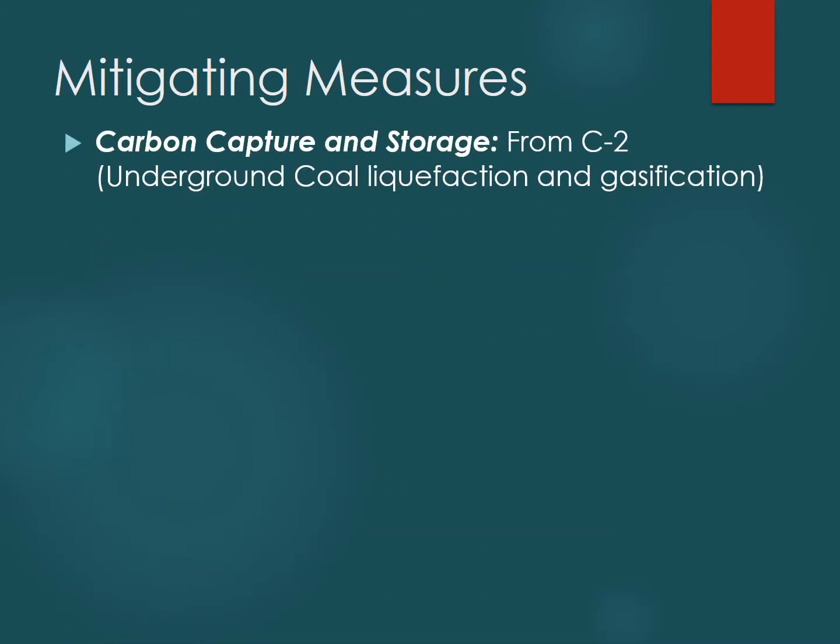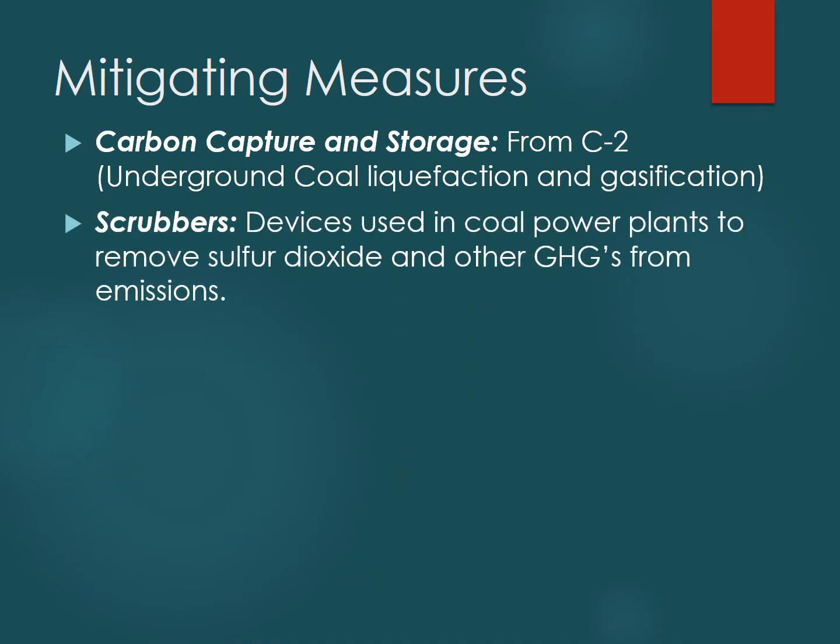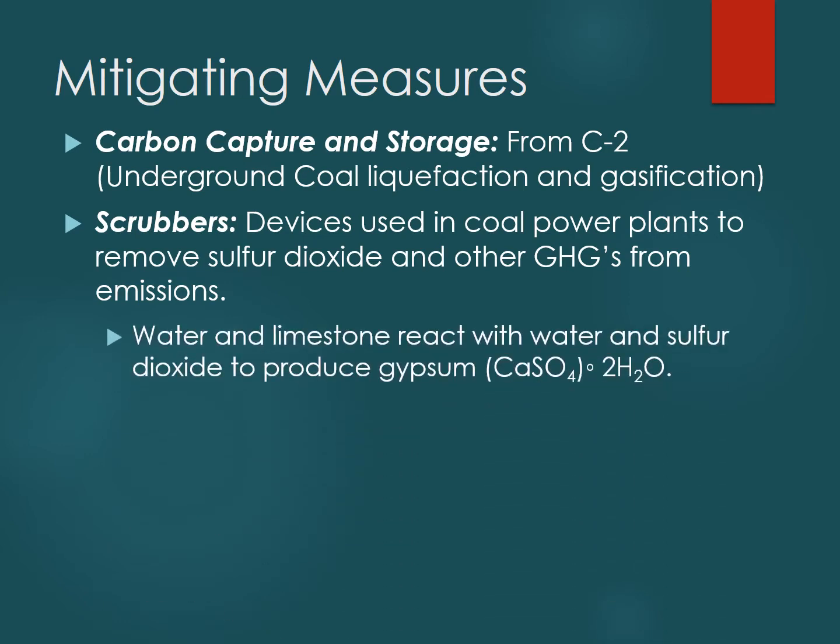Okay, so mitigating measures. We could do carbon capture and storage like we talked about in C1. I don't know why that says C2, but C1. We could do underground coal liquefaction and gasification, and there are other ways you can capture carbon. We can use scrubbers to remove sulfur dioxide and other greenhouse gases from emissions.